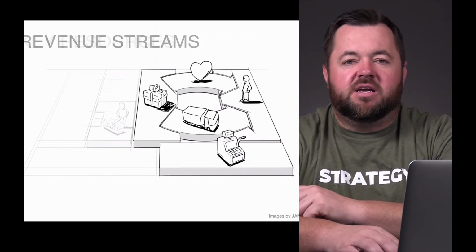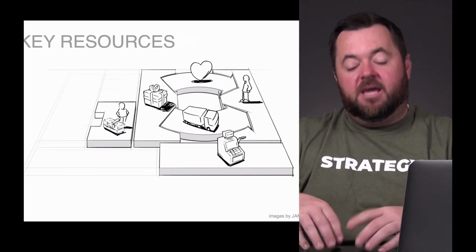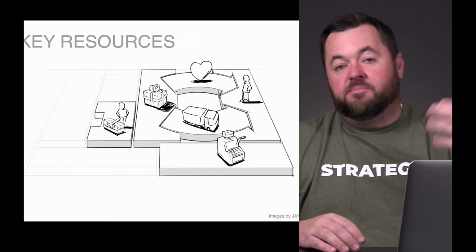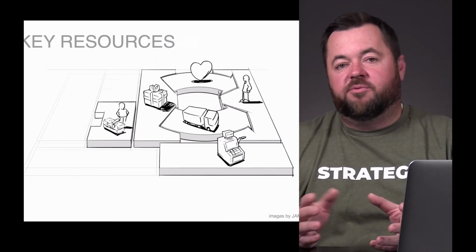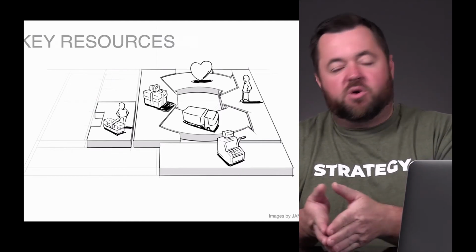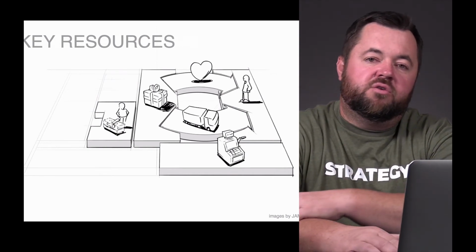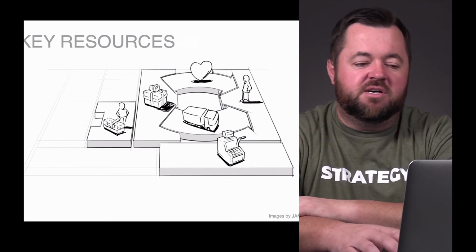The next area is key resources. So what are the things that we need to have in place in order for us to be able to sell our product? Are there input products that go into the production of our product? Are there relationships that we need to have? Are there resources in terms of personnel that we need to have in place, maybe skilled labor? And so what are the resources we need in order to produce our product, our service, our value proposition?